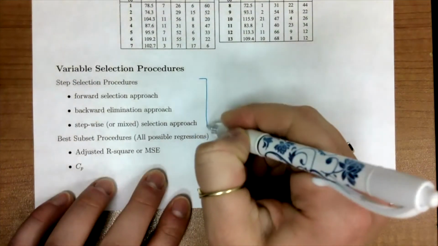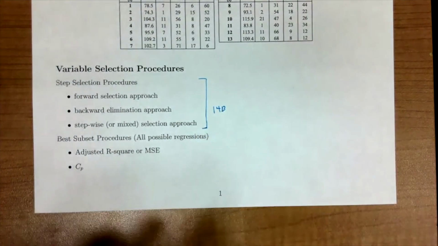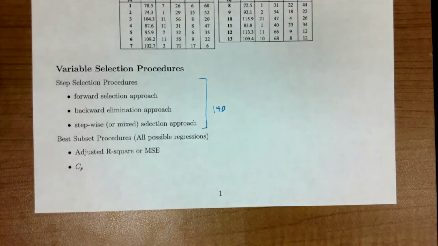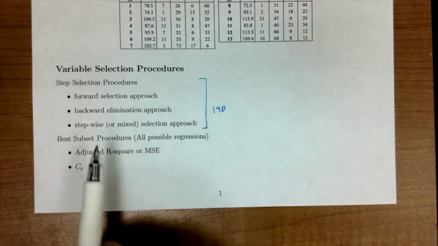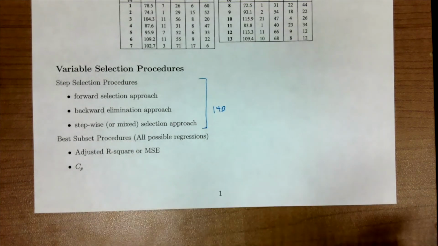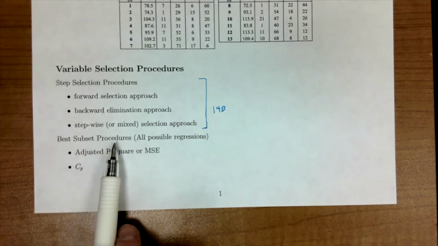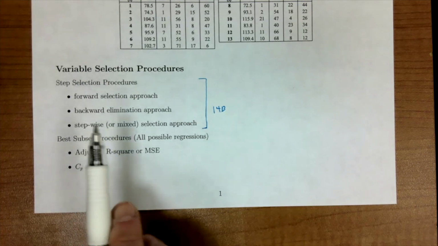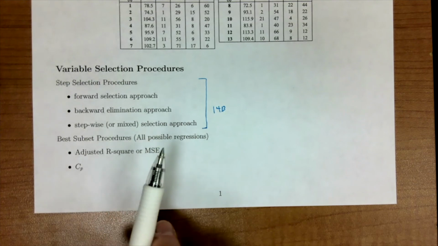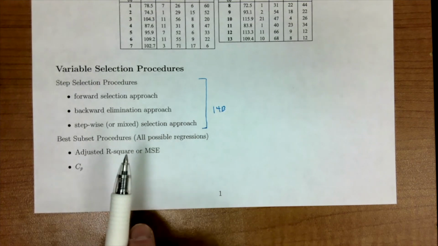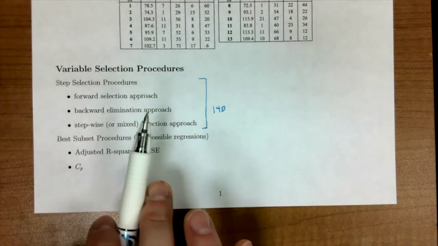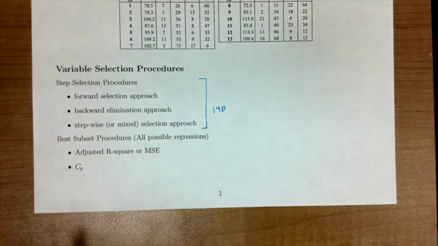So in lesson 14B, we're going to talk about these more classical step selection procedures: forward, backward, and stepwise, sometimes also called mixed selection approaches. These approaches are more classical or historical because they don't require as much computing power as the best subsets procedures. Back 20 years ago, computation and computers weren't what they are today. And so these approaches were probably the best solution for that limitation.